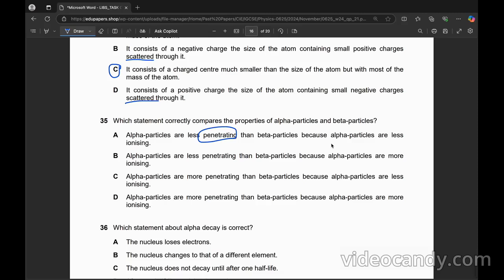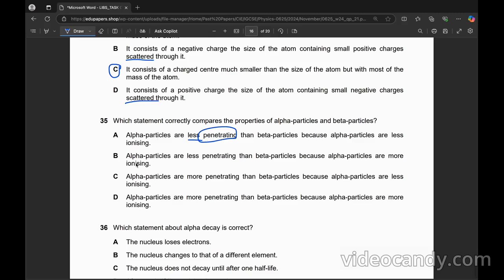Now the thing is, to penetrate through an object, you have to go through it and change it. But if you're ionizing, then you're going to ionize other particles, interact with other atoms, then you're going to be changed, and you don't have that much energy or charge anymore since you're very ionizing. So for alpha particles, it's true that they are less penetrating but more ionizing.